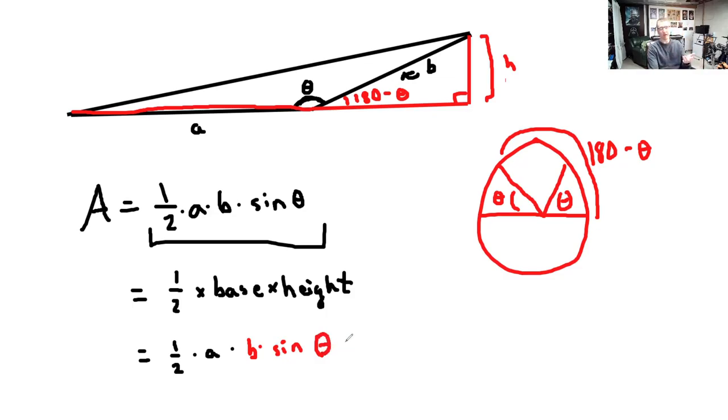So if you've got some triangle that's not a right triangle, if you know one of the angles and the two side lengths adjacent to that angle, you can find the area of that triangle through this formula. You take the product of those two side lengths, you take the sine of the angle you know in between those two sides, you take the product of all three of those things, you multiply by 1/2, and you've got yourself the area of that triangle.